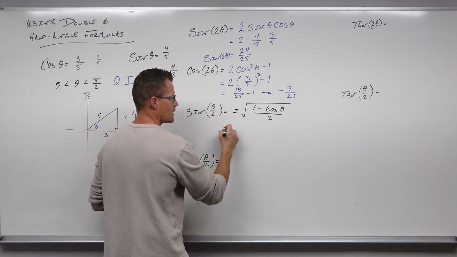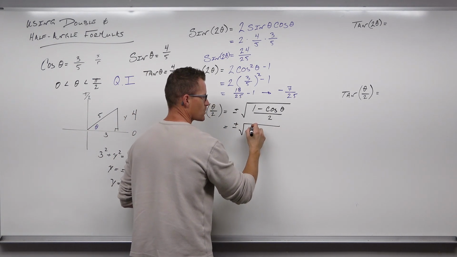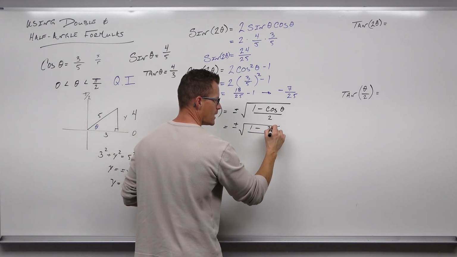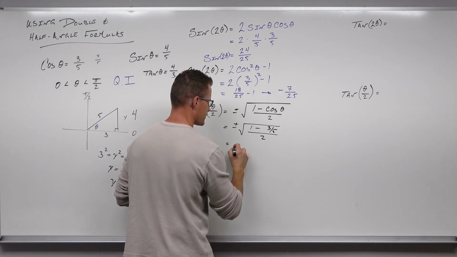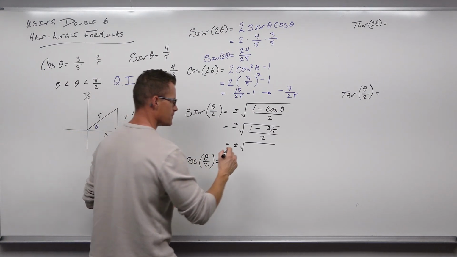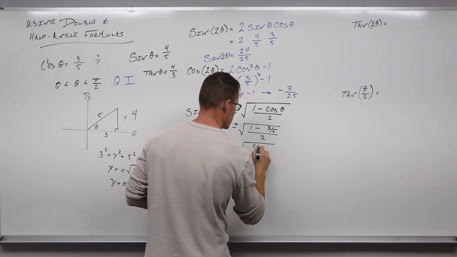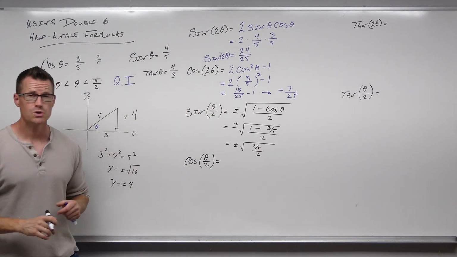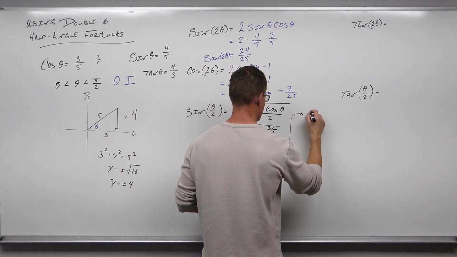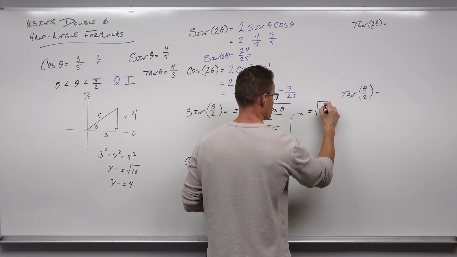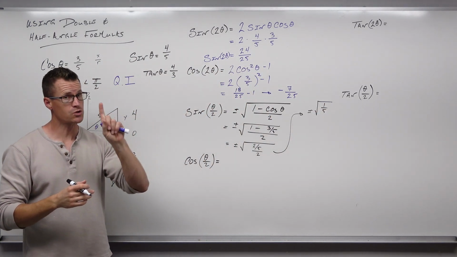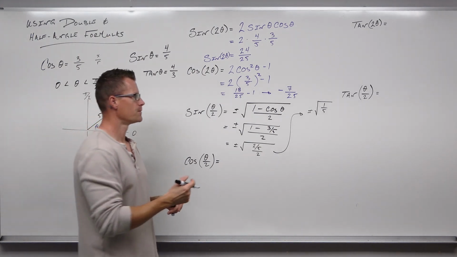So we're going to go ahead and say, all right, this is plus or minus square root of 1 minus, because cosine theta is 3/5, we can substitute that. 1 minus 3/5 is 2/5. Two-fifths divided by 2 is 1/5. If we take that square root and apply it to both the numerator and denominator, we're going to get square root of 1, which is 1, and square root of 5, which is square root of 5.